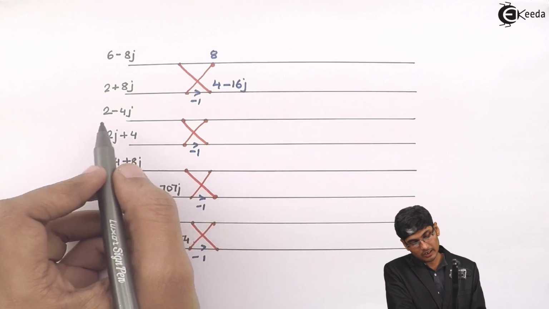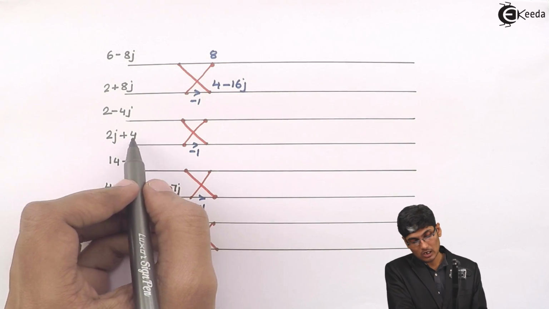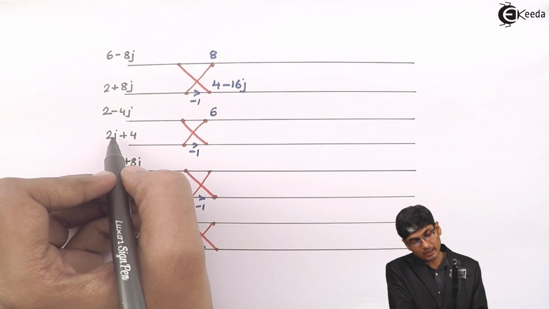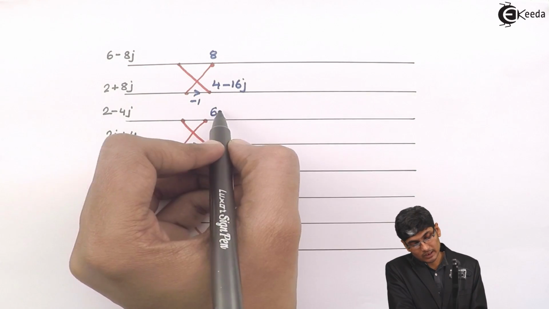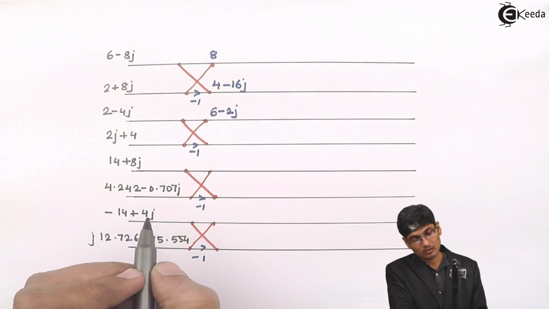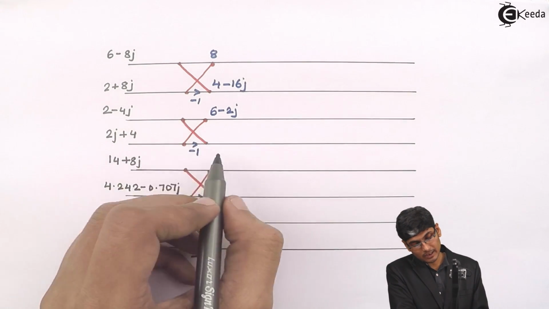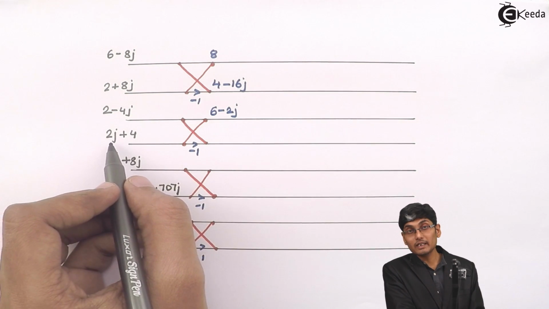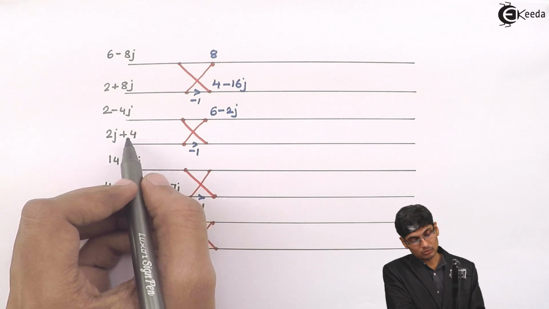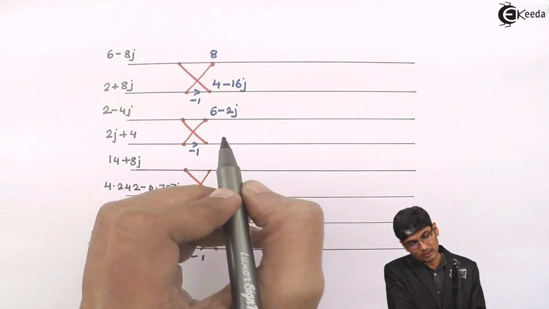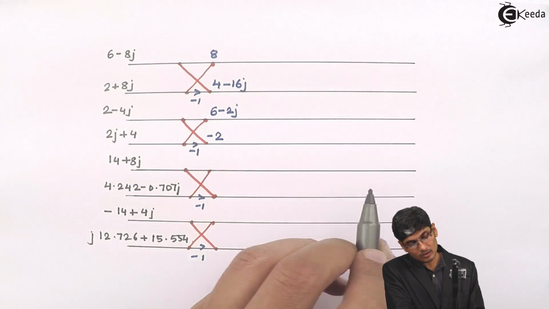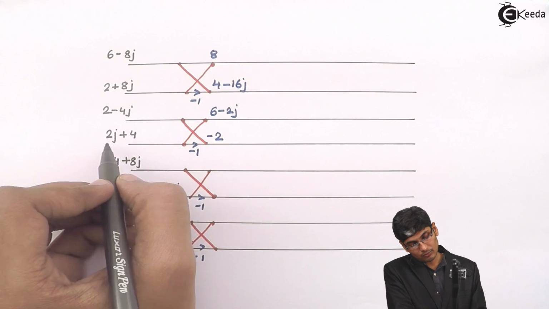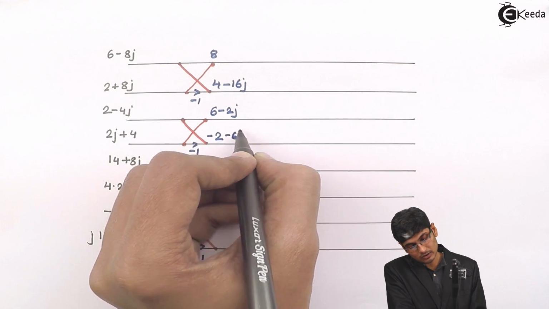Okay, then here 2 minus 4j and 4 plus 2j. You can rearrange this, or I can write 2j plus 4. So 4 and 2 will add up together and give me 6, and minus 4 and plus 2 will give me minus 2j. Okay, then I will subtract them together. It is 2 minus 4j, this is minus 2j, and minus 4. So minus 4 with 2 will give me minus 2. Okay, minus 4 plus 2 will give me minus 2, and minus 4 minus 2 will give me minus 6j.